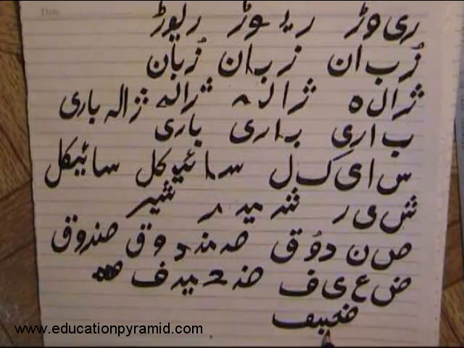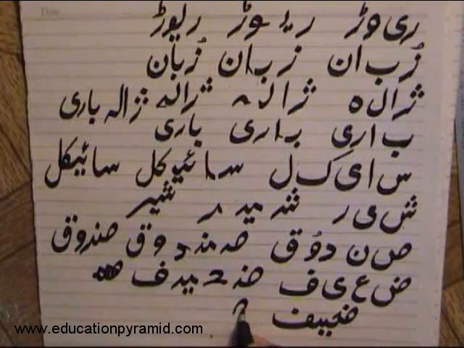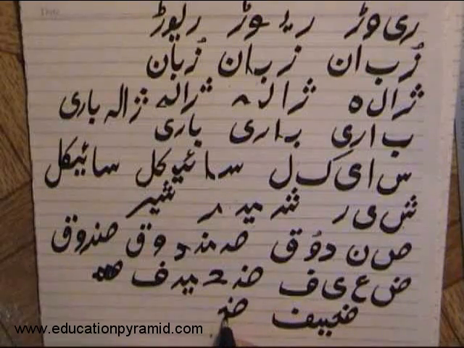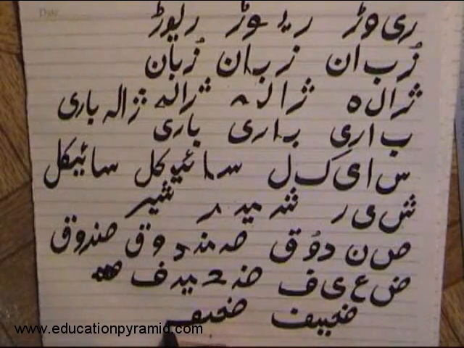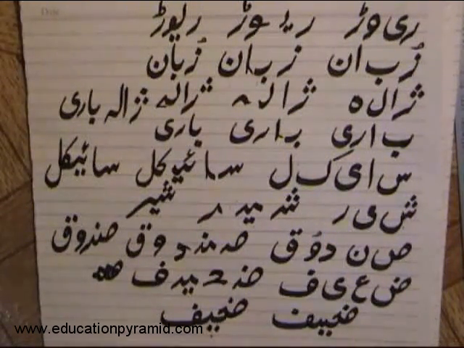So za'if, za, then n, za, and then choti ye, and then fe. We can also write it as za'if mark. So za'if.